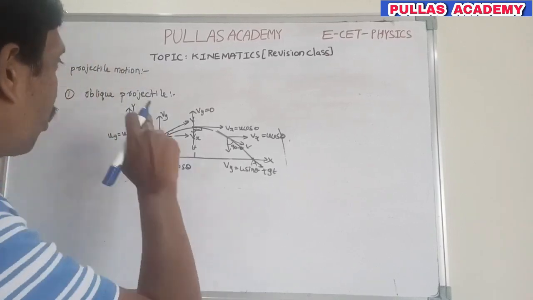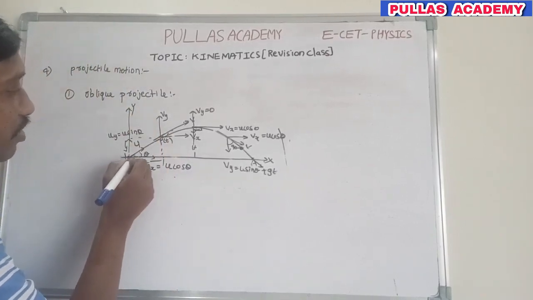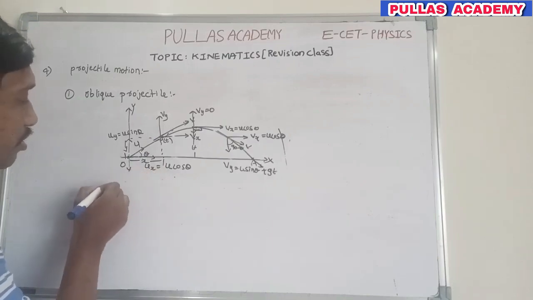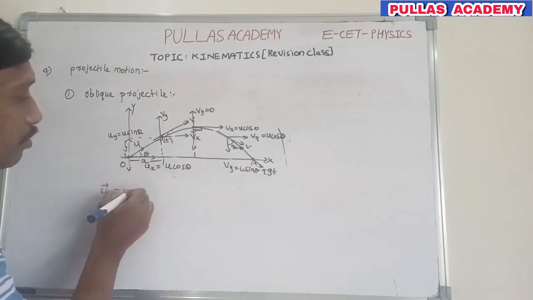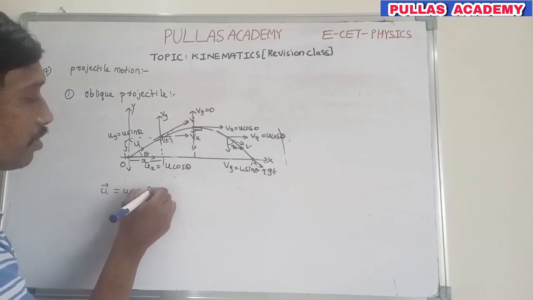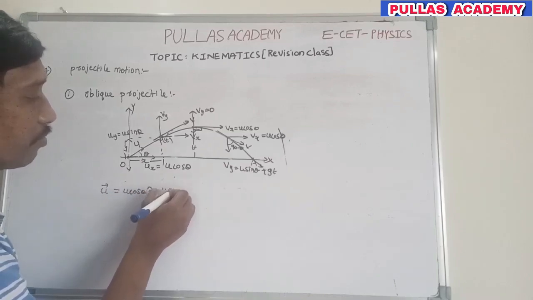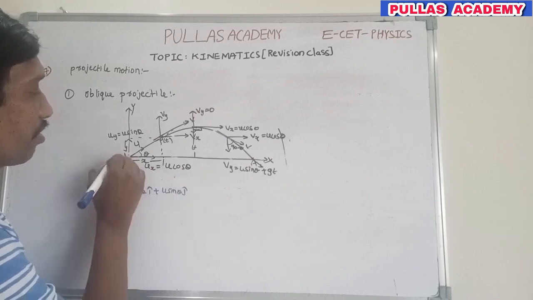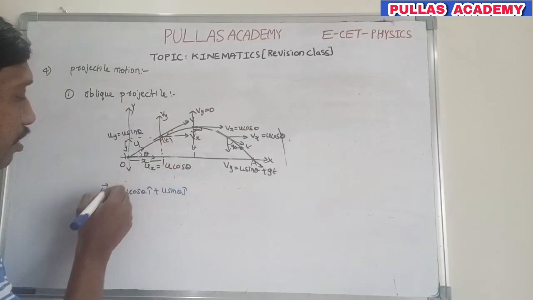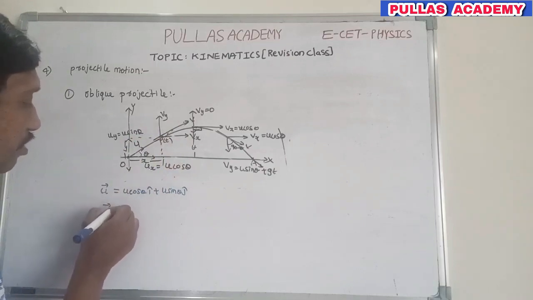Okay, so for oblique projectile, at the initial point, this is the velocity. Total velocity is what? At the initial point, u bar is equal to u cos theta into i cap plus u sin theta into j cap. This is the velocity. Clear? Next, at an instant of position, velocity v is equal to vx.